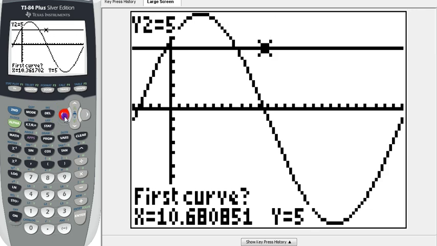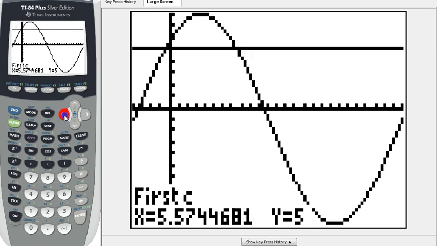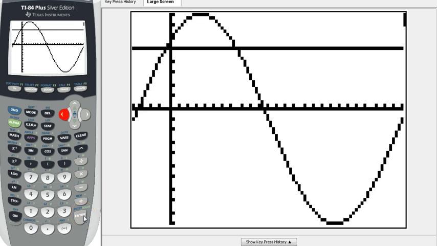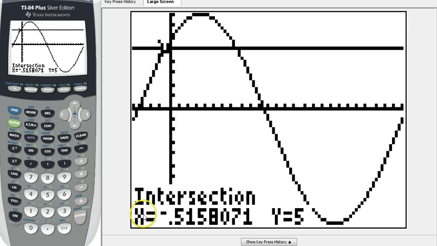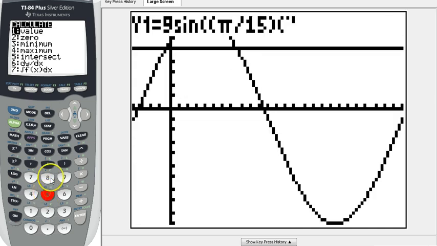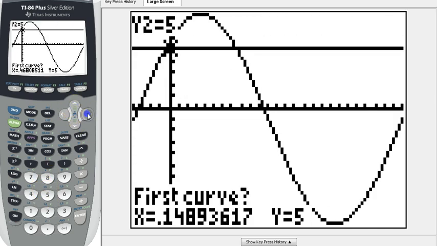I hit up to get under the top line. I'm going to go all the way over here first. I hit enter, enter, enter. So I have negative 0.5158. So negative 0.5158 plus the period is 30, so 30k. No pi there. The pi is already included in everything. So x equals that. X can also equal this point over here.